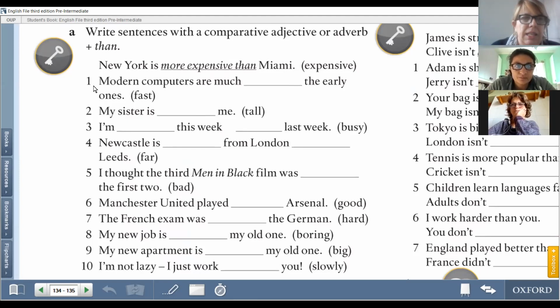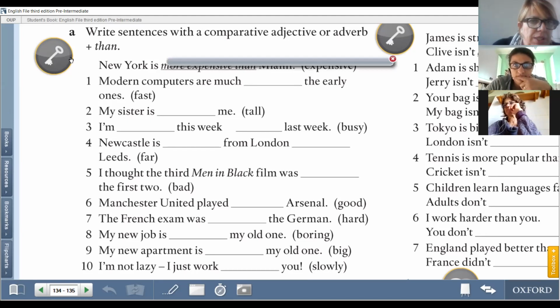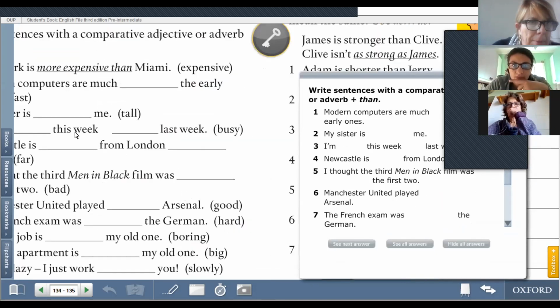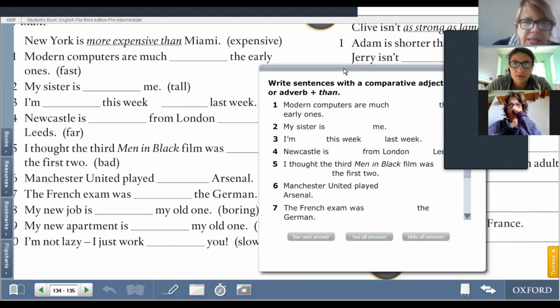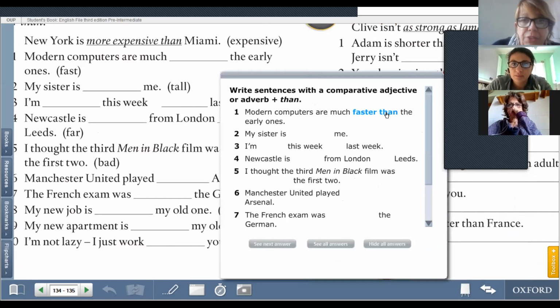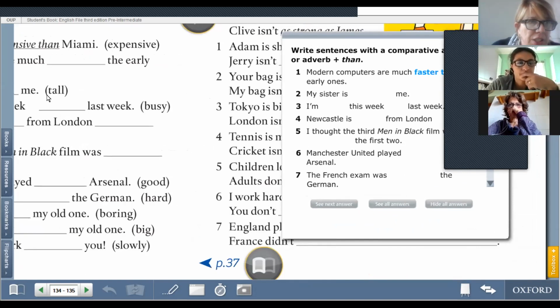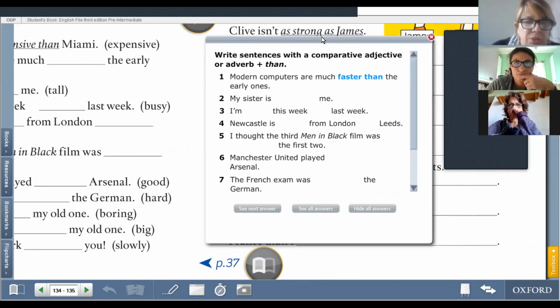Okay, Annalisa, start with number 1. Modern computers are much faster than the early ones. Yes, modern computers. I put the correction as well, so you can see the spelling, because sometimes the spelling is different. So modern computers are much faster than the early ones. Okay, so we have here the word within brackets. So Anna, number 2.